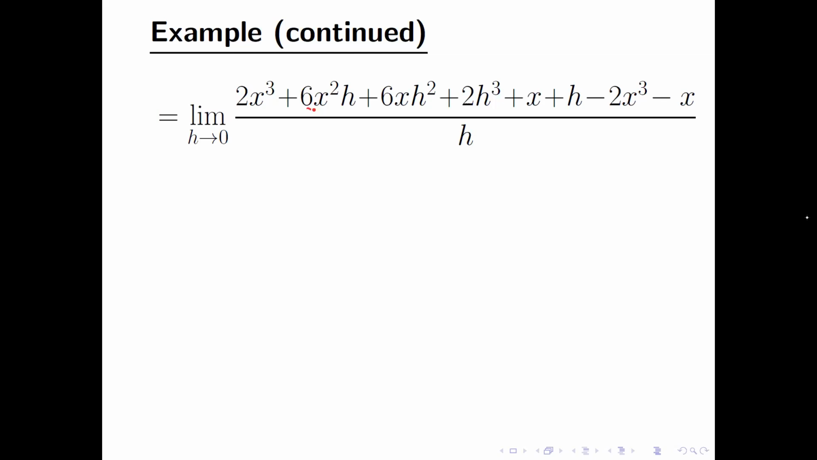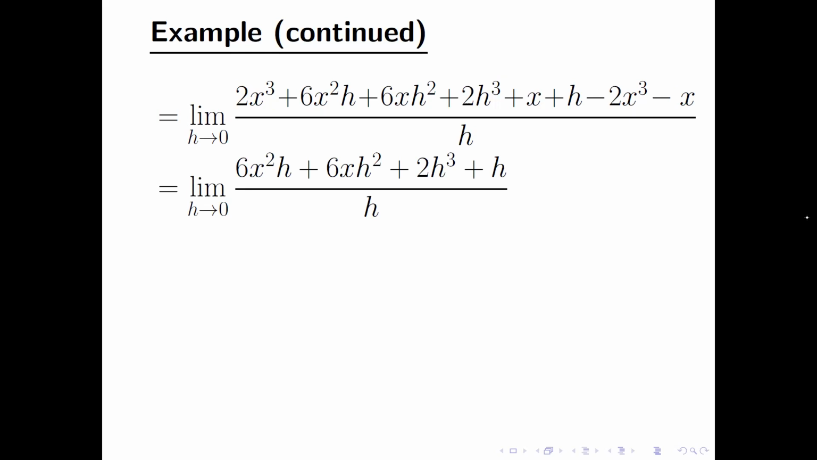And one will straight away see that 2x cubed and minus 2x cubed will take care of each other. And again, this x and this x will take care of each other. You can see that these are the like terms. So we're left with 6x squared multiplied by h plus 6x h squared plus 2h cubed plus h.